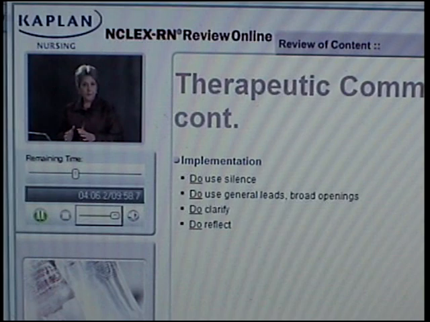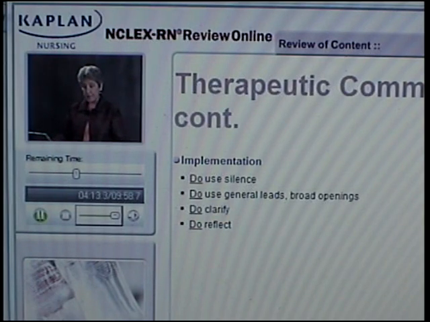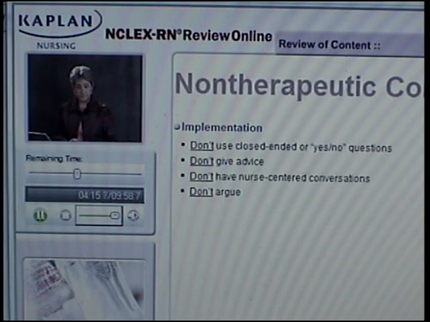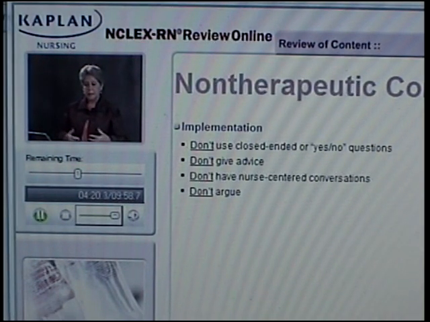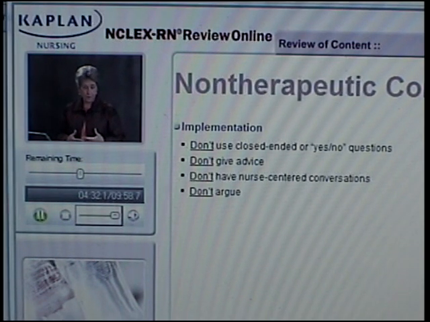Now, these are the therapeutic communication techniques, but on the test, you're also going to be asked to recognize non-therapeutic communication. So let's talk about non-therapeutic communication. The reason it's considered non-therapeutic is because it is a block to effective communication. Either you've discouraged the client from expressing their feelings, or you're causing them to respond in a defensive way, and both of those are negatives.